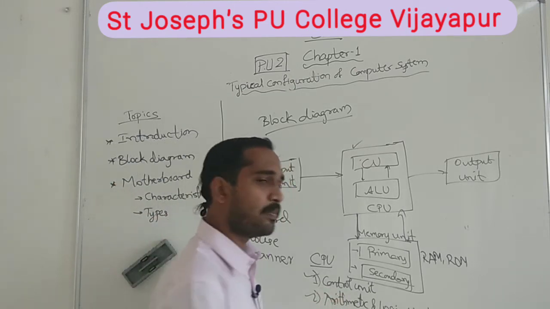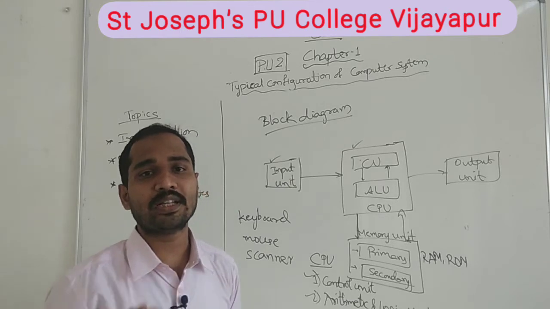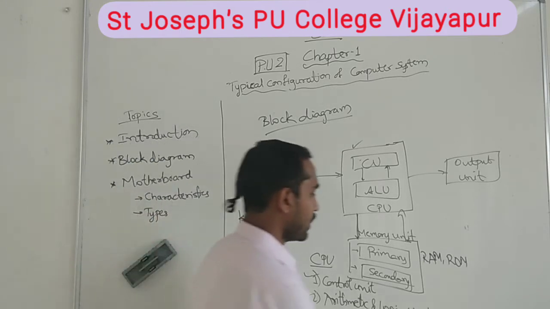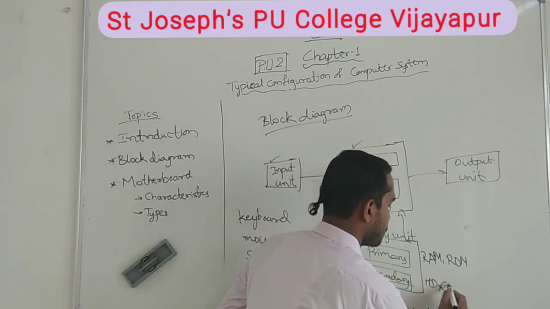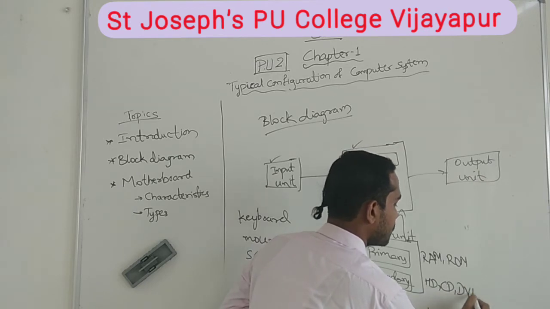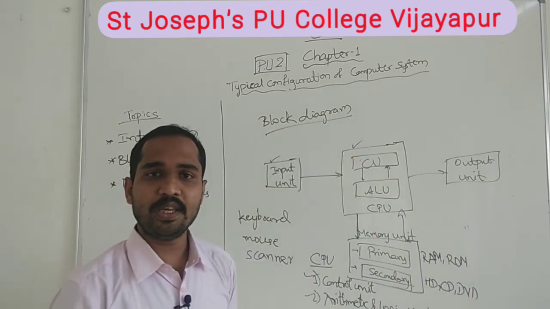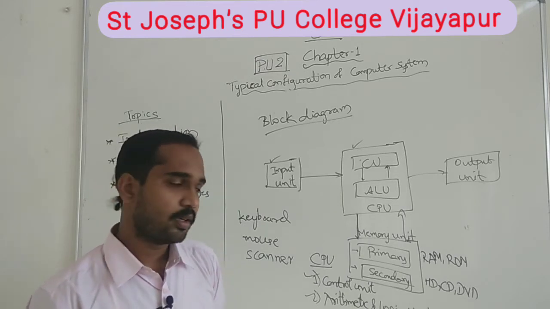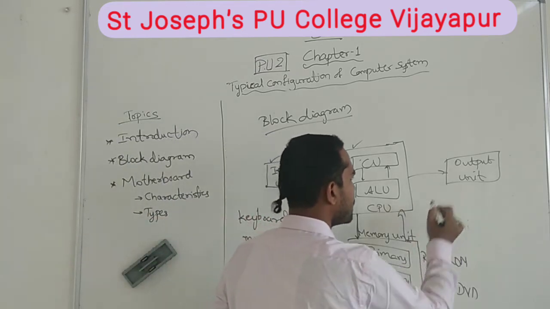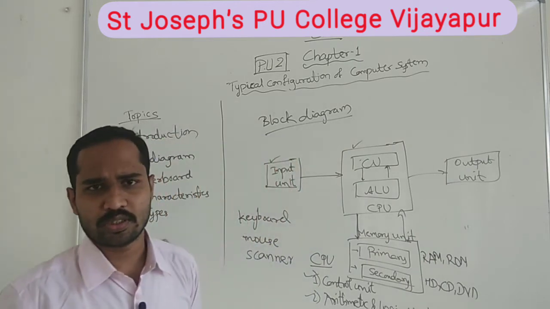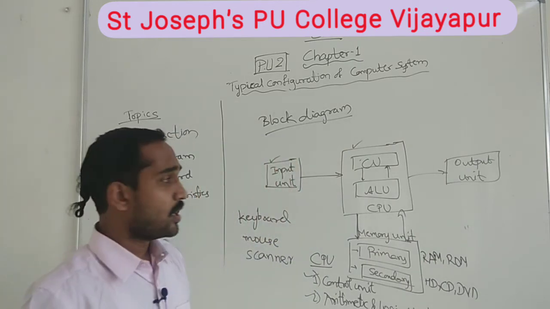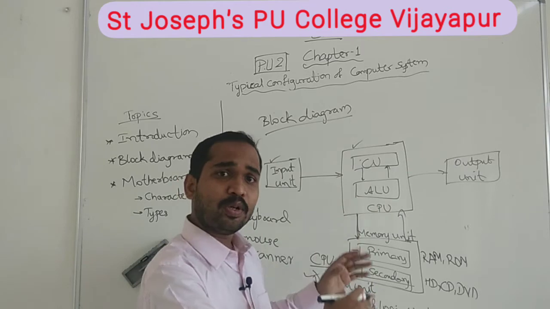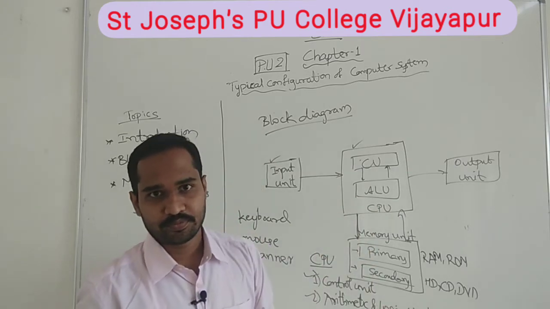Secondary memory means externally what you connect to the computer. For example, your hard disk, your CDs, your DVDs, your pen drive, USB, SD card, these are all the secondary memories. Correct? Fine. And the last one is the output unit. What do you mean by output unit? This connects the computer back to the external world.